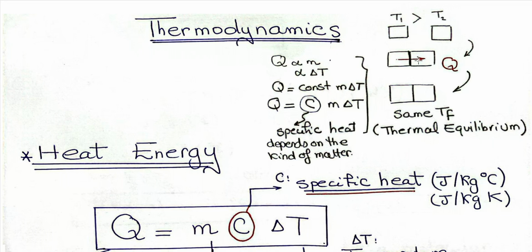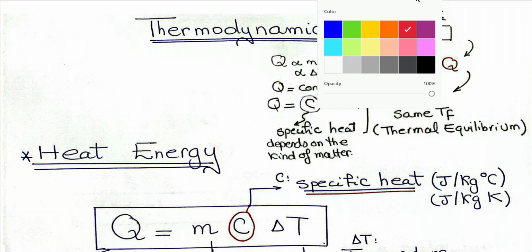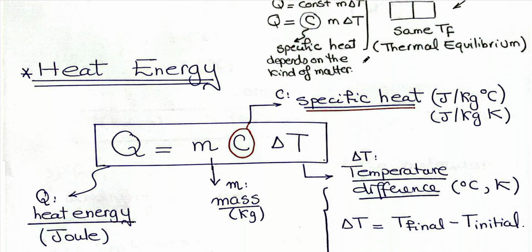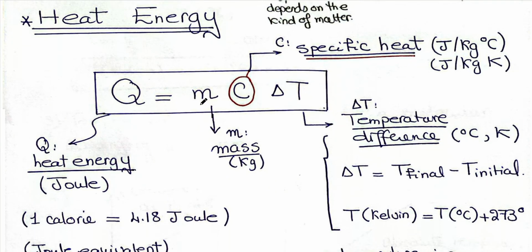This flow of heat energy, it was found that the amount of heat energy is proportional to the mass of the body, and the difference in temperature between the initial and the final temperature. So Q, the heat energy, equals constant times m delta T. This constant is called the specific heat, and it depends on the kind of matter we are dealing with. To sum this up, the heat energy could be calculated using mc delta T.